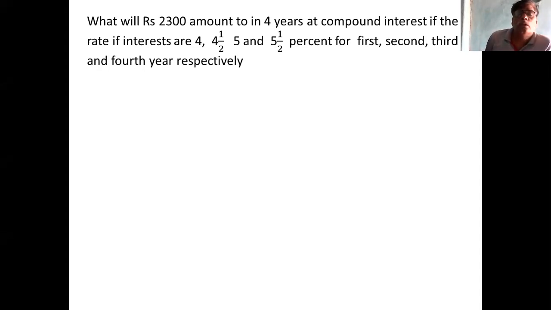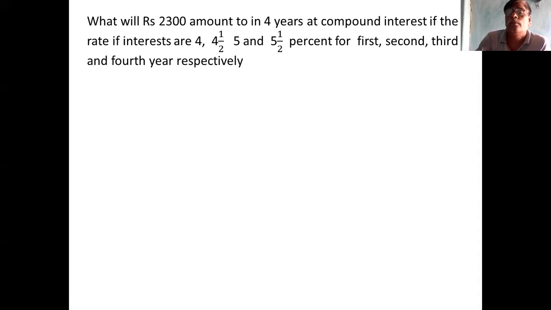Total period is 4 years at compound rate of interest. You have to calculate compound interest, and the rate of interest is 4%, 4 integer 1/2%, 5%, and 5 integer 1/2%. There are 4 rates of interest, not a single rate.